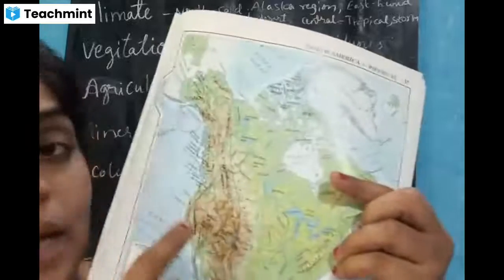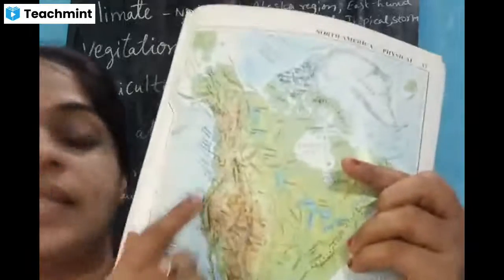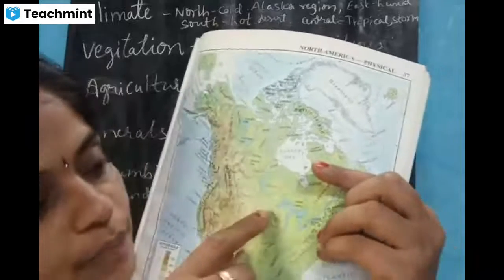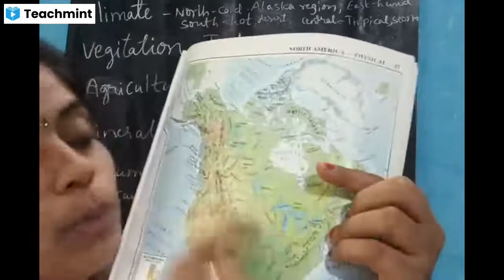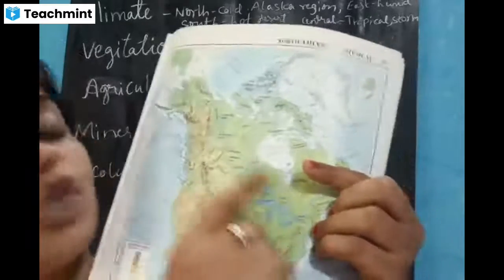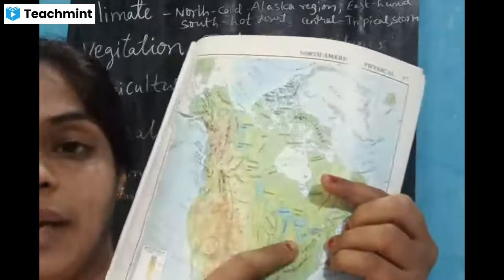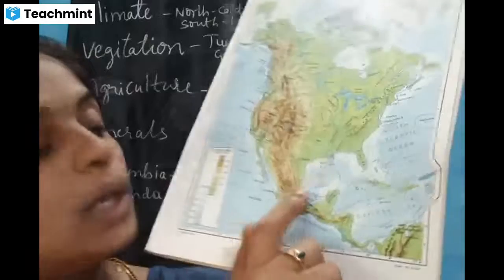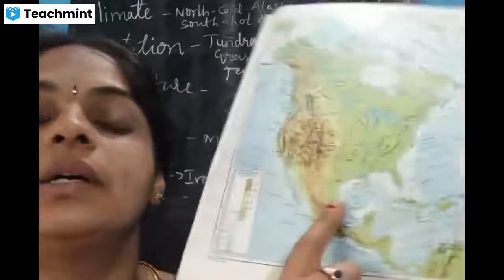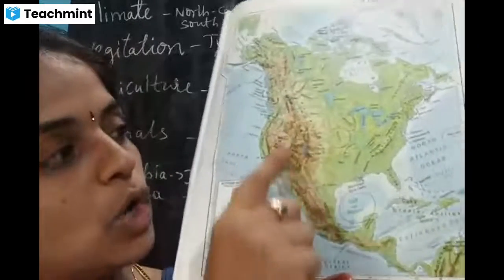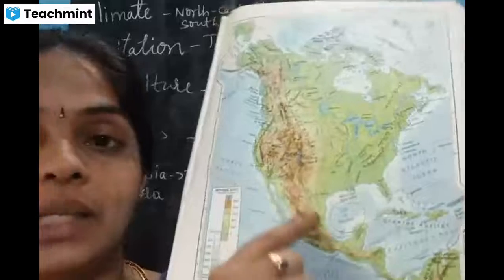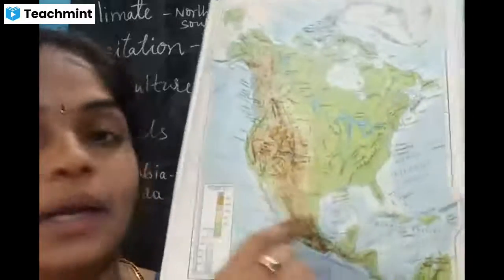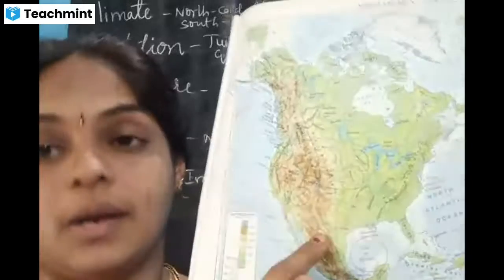Here is the Arctic, here is the Tropic of Cancer. So in between, in the central part of America, they have the tropical type of climatic condition. And in the southern part of North America, they have the hottest condition. Why? Because of the Rocky Mountains and the deserts. Since there are deserts here, they get the hot types of climatic conditions, children.